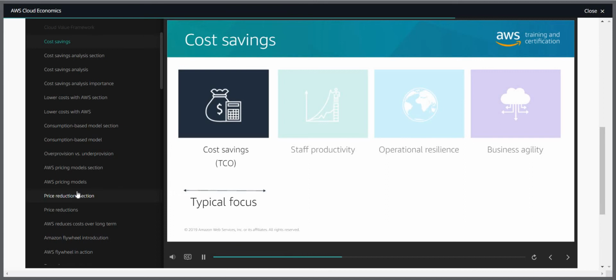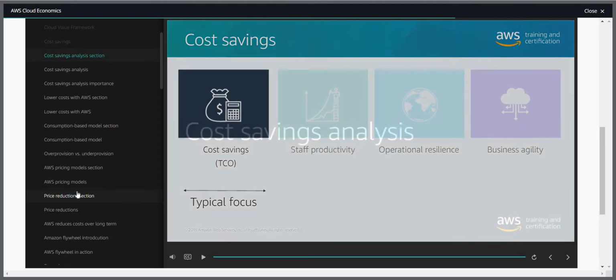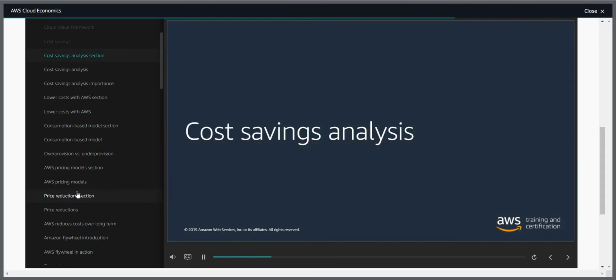As a partner, you need to understand cost savings and how to effectively discuss cost savings with your customers, so they can see how AWS can help them reduce costs and increase productivity. A primary tool for communicating cost savings to your customer is a cost savings analysis. In this section, you will learn about cost savings analysis.